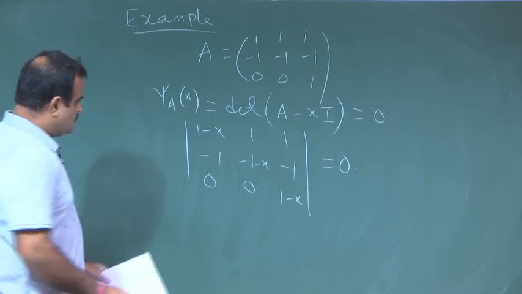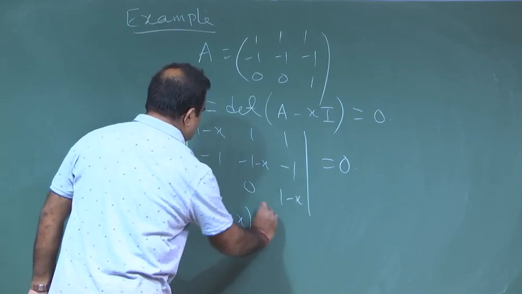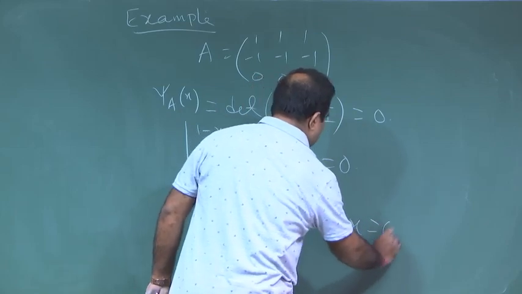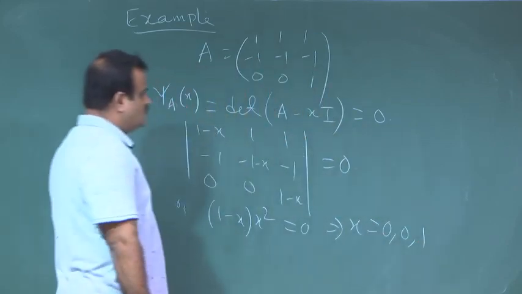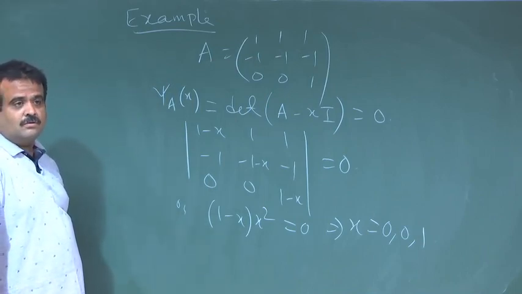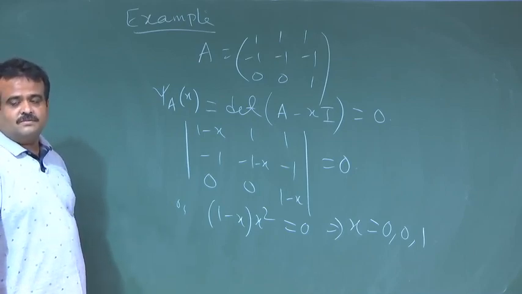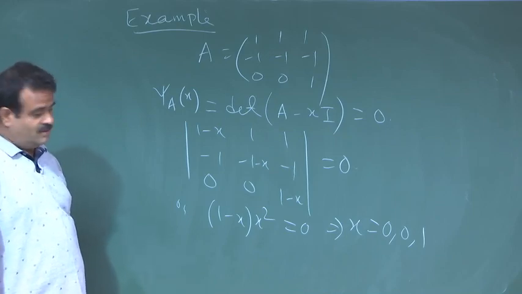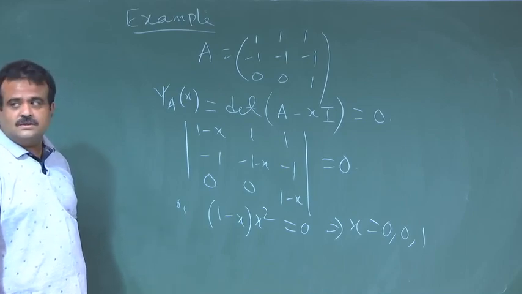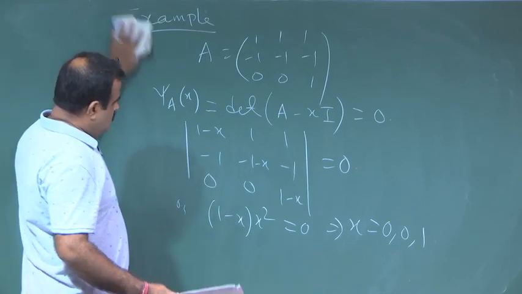If we calculate this determinant, we get (1 minus x) times x squared equal to 0. So, this is giving us the solutions x equal to 0, 0, 1. So, it has two distinct eigenvalues 0 and 1, and 0 is coming twice. So, the roots are 0 and 1. The multiplicity of 0 is 2, so that is the algebraic multiplicity, and the algebraic multiplicity of 1 is 1.